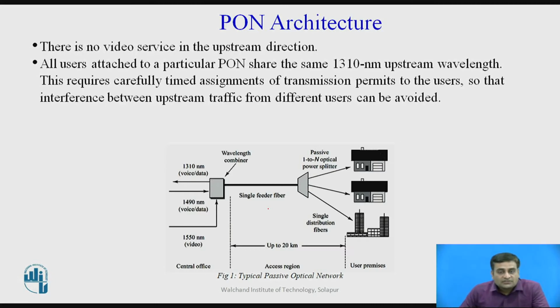All the users attached to a particular passive optical network share the same 1310 nanometer wavelength for upstream transmission. All these n users will share the same wavelength for their transmission to the central office. So this requires very carefully and meticulously timed assignment of transmission permits to each user, so that interference between the upstream transmissions from all these n end users can be avoided.